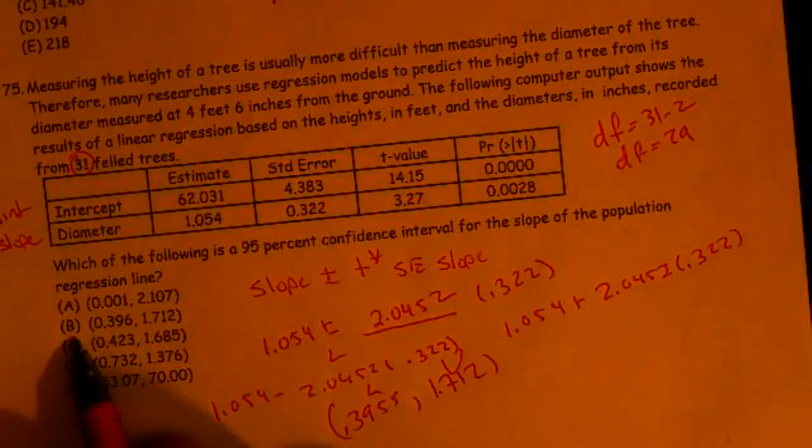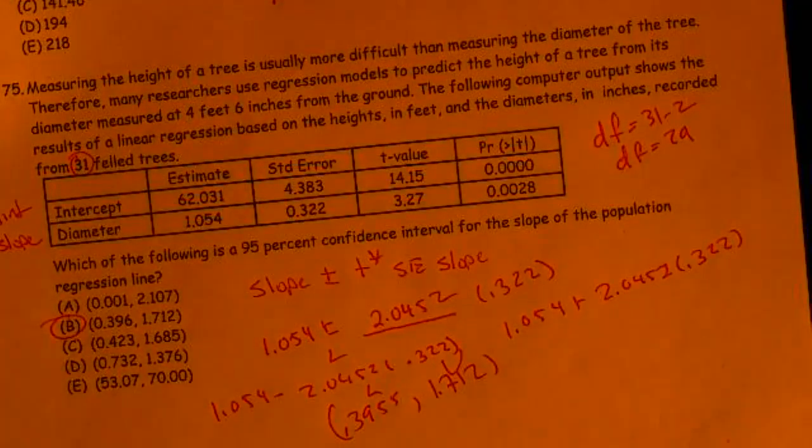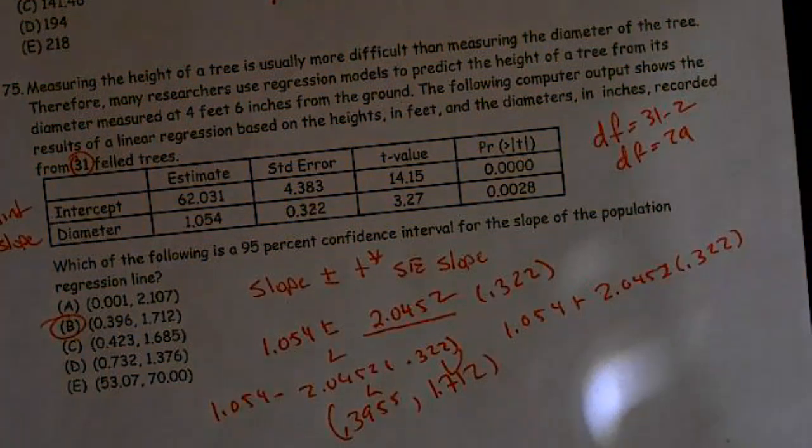And the answer choice that was closest to that is B. So the answer choice to 75 is letter B. And that concludes things.